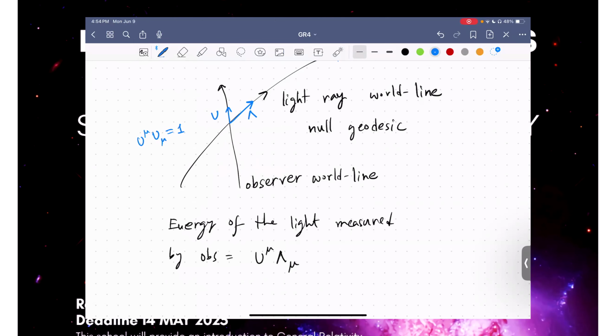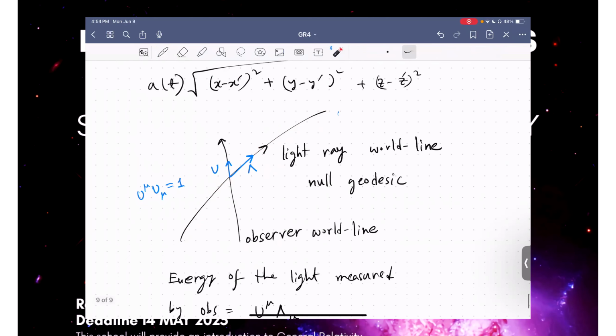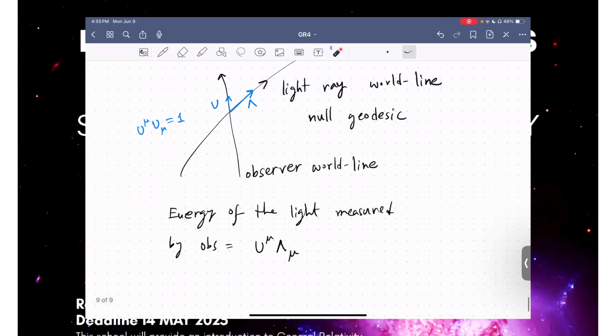So where does this formula come from? Notice that if you have a geodesic, a null geodesic in particular, and you compute the tangent to the null geodesic, that simply gives you the four-momentum associated to this light ray. And this gives you the four-momentum associated to the observer, but it's normalized to one. Recall from the special relativity class that the first component of the four-momentum is the energy, right? It's the energy-momentum four-vector.